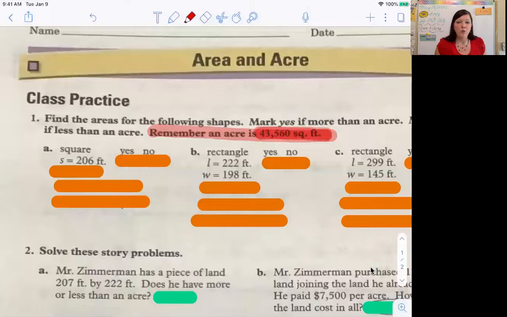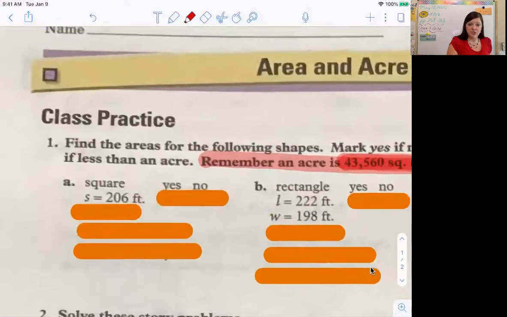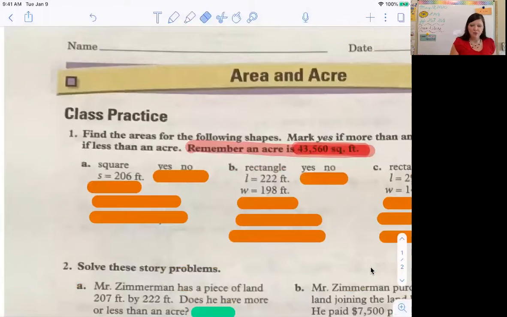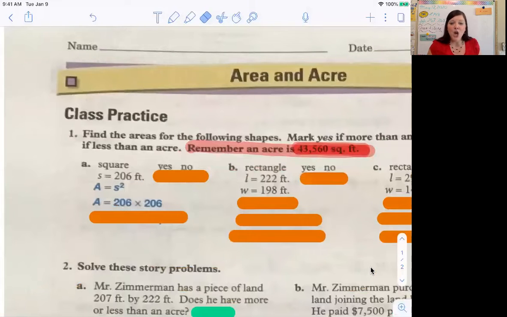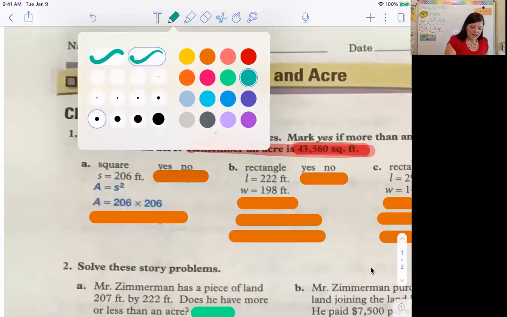Let's start out with writing our formula first. Go to section 1, letter A. What is the formula for finding the area of a square? Area equals side times side. Notice they did the shortcut from yesterday's lesson, side squared. That means we're taking 206 and multiplying it by itself. Let's do that together out to the side.